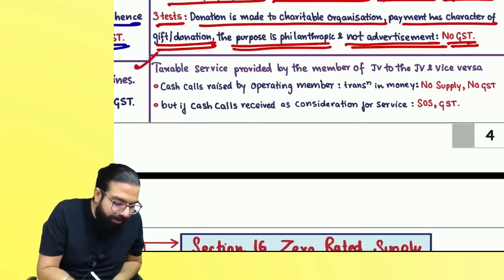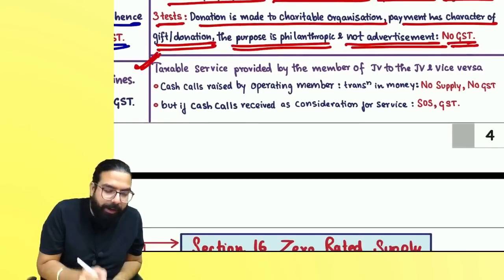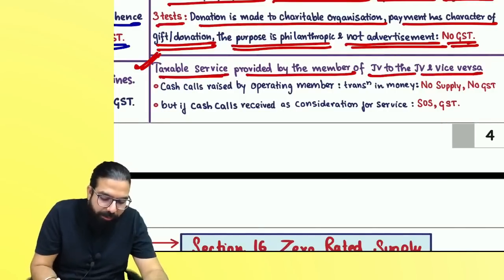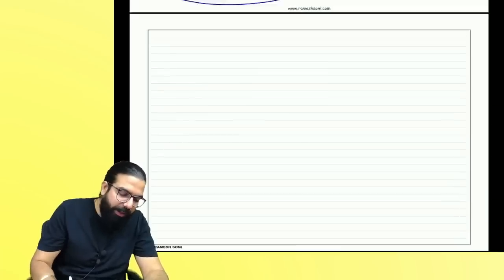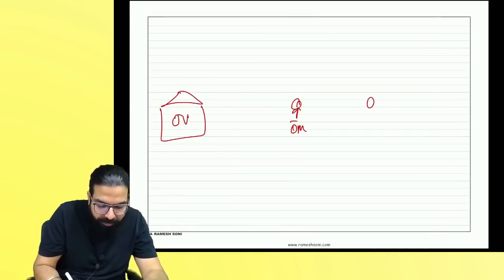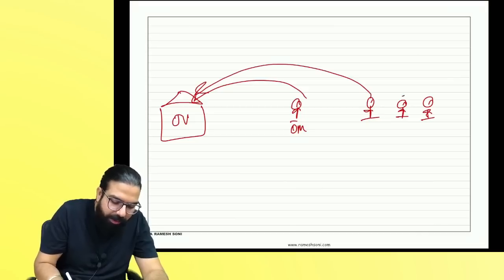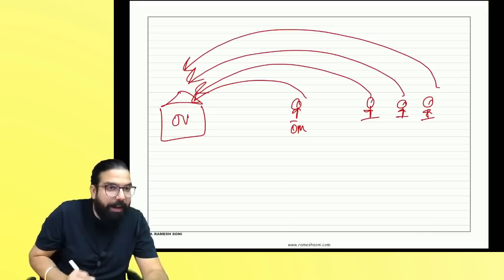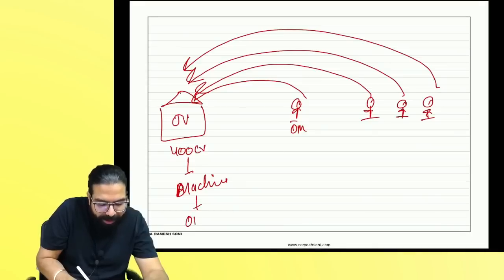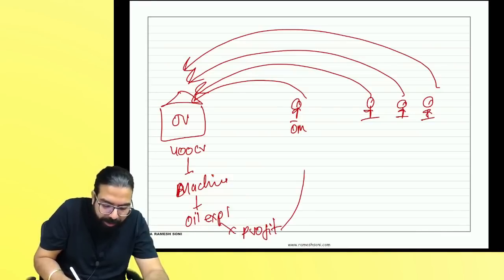The next one over here is taxability. People got it? Taxability: taxable services provided by a member of the joint venture to the joint venture and vice versa. Always remember one thing, supposing there is a joint venture which has been created by you. This is the operating member of the joint venture. These are the other members of the joint venture. All of them contributed, supposedly, 100 crore rupees each to the bank account of the joint venture. They made how much, everyone? 400 crore rupees. Out of that, they bought one machine and did oil exploration, etc. They made profit, and profit was being distributed among all these members.